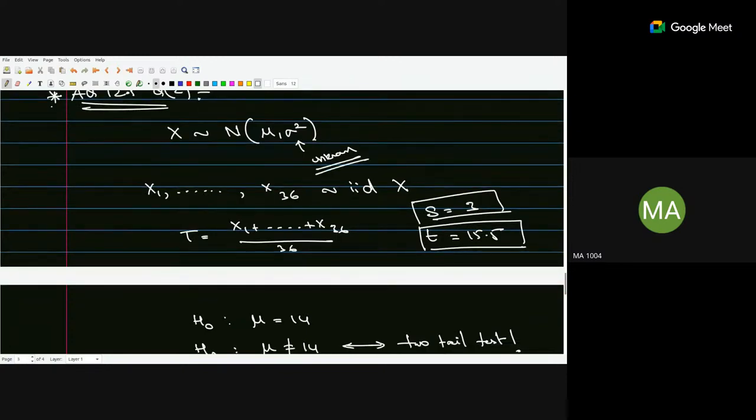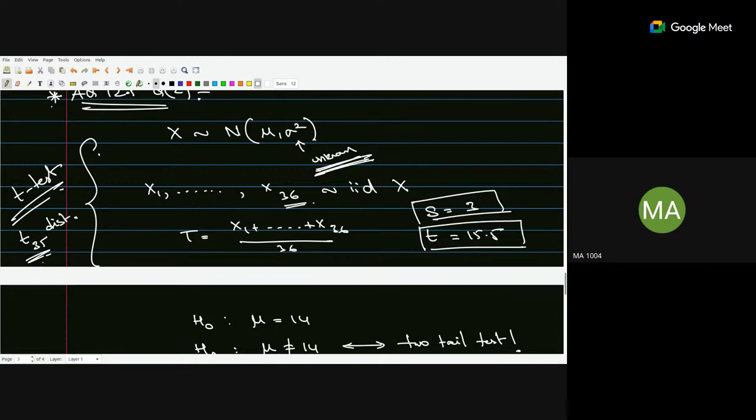As sigma squared is unknown and you are testing for the mean, you should straight away think that you can use the t-test. And while you use the t-test, you should be very careful about the n also. As n is given to be 36, it follows the t35 distribution.